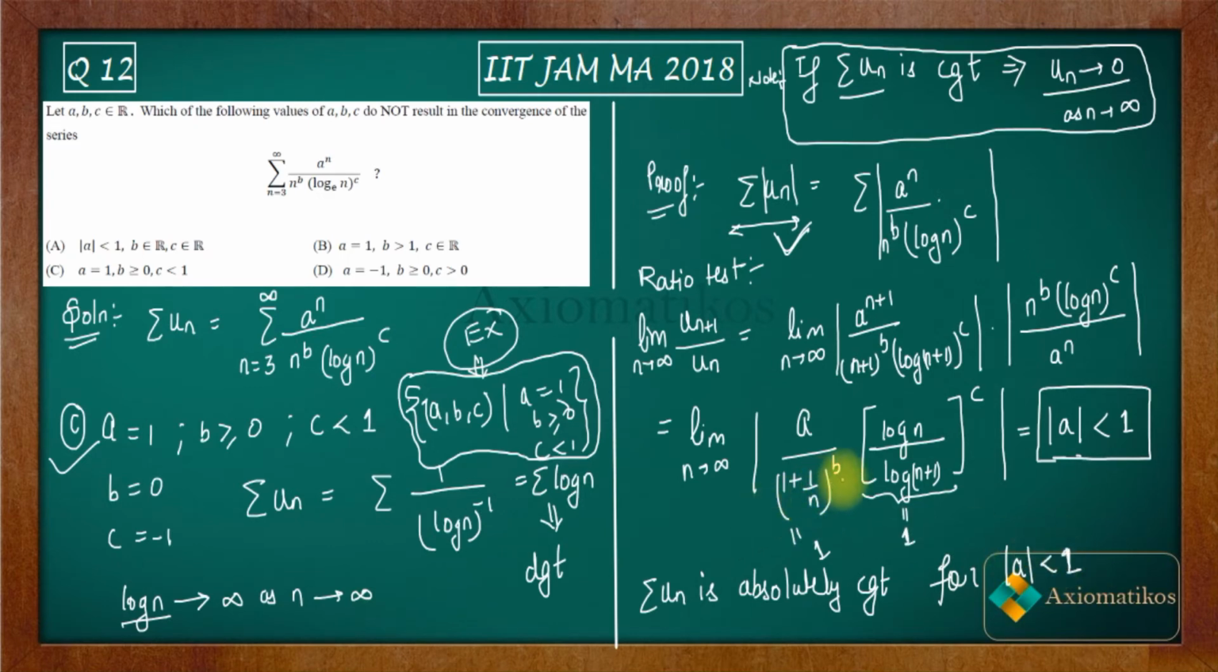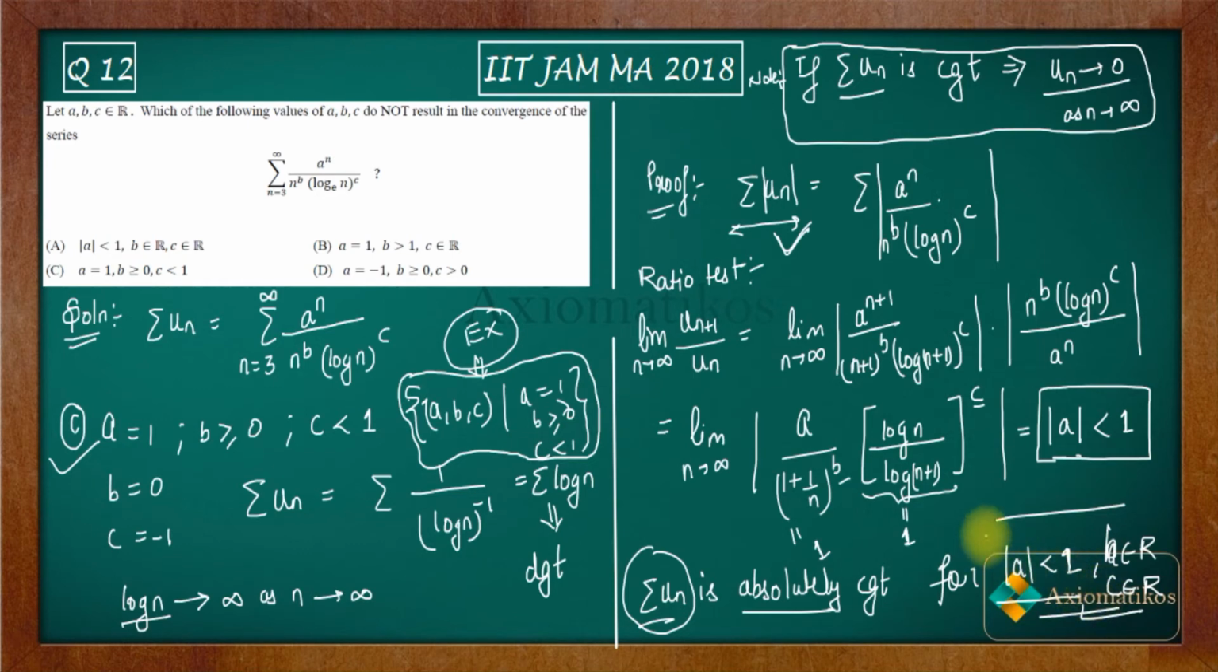Now the values of b and c do not matter to us at all in the convergence part. So you can write b belongs to R and c belongs to R. Are you getting my point? So your series converges absolutely for these. Now, what do you know about absolute convergence? If a series is absolutely convergent, then it is convergent. So you finally proved that summation un is convergent for all these values.